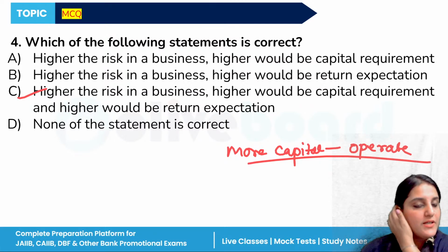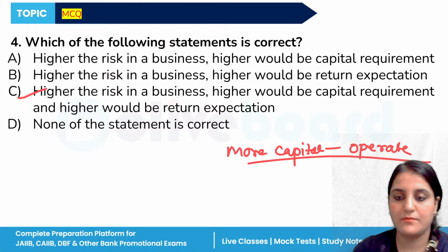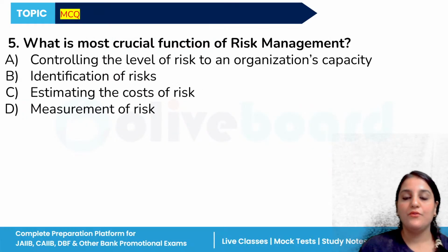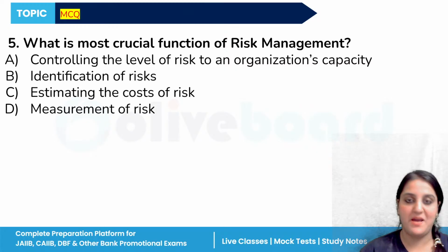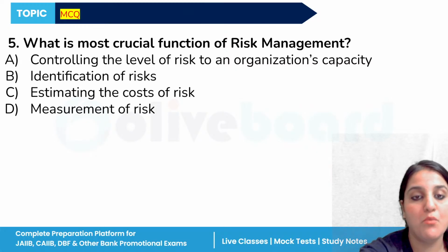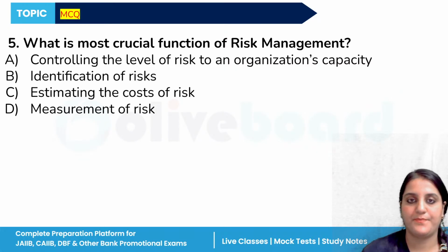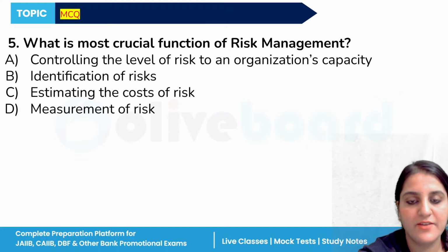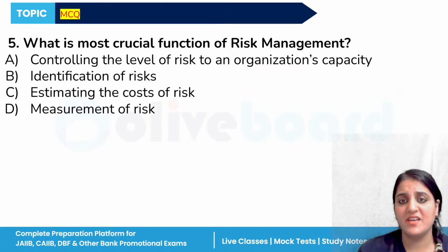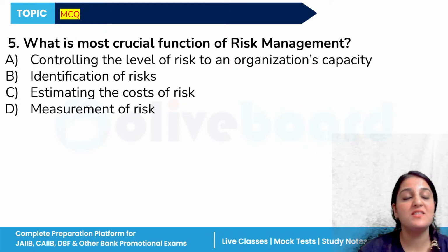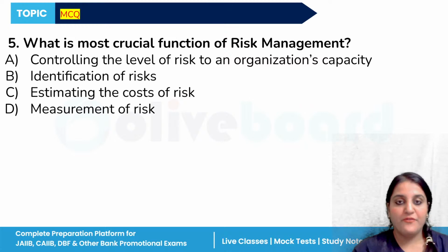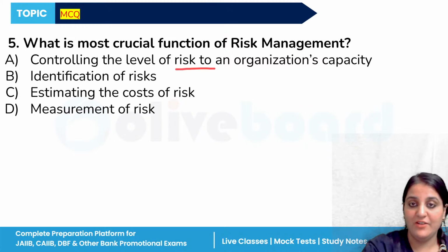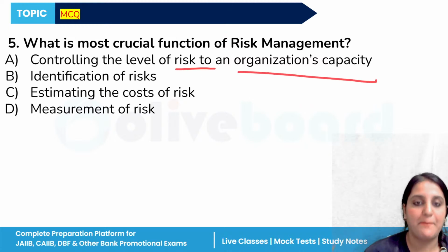Moving to the next question. What is the most crucial function of risk management? Four options are given. I think these four are all things we do in risk management, but which is the most crucial function? The first option is controlling the level of risk to an organization's capacity.